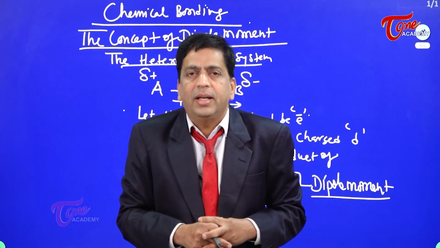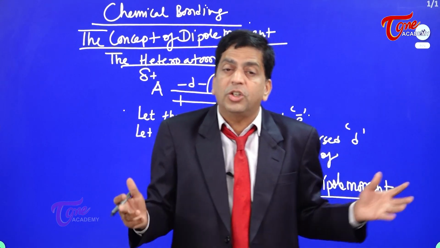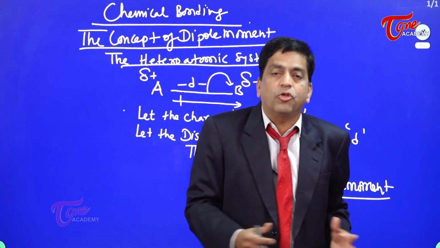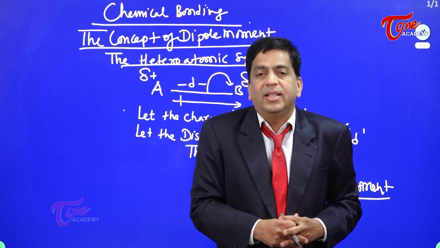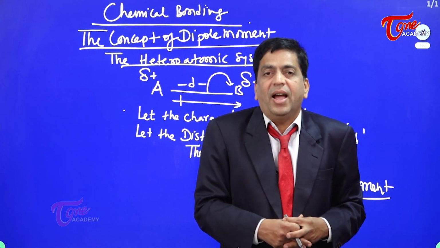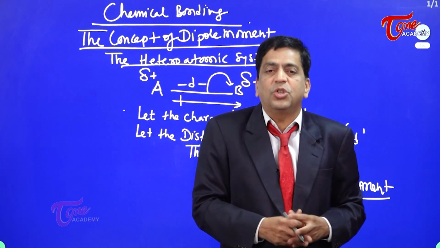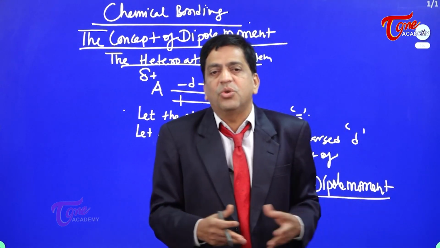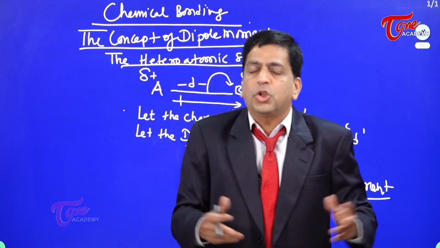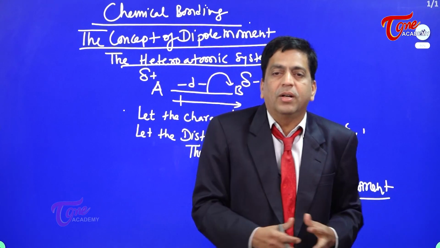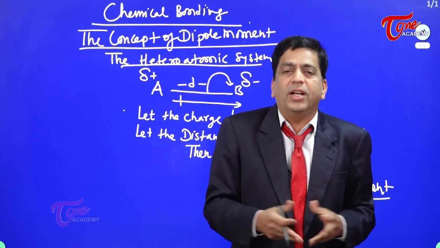Similarly, we have dipole moment. We know what dipole moment is. It happens in a heteroatomic system. There is something to measure: if the charge developed is E, and the distance between the charges is D, the product of E into D is mu, which is called the dipole moment. And now the issue arises of how to communicate.